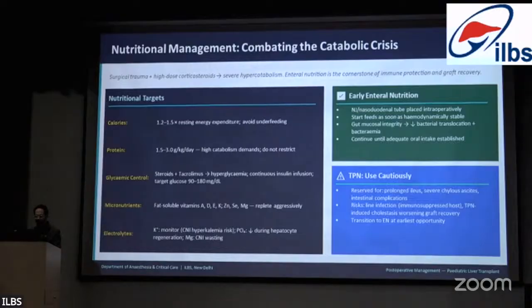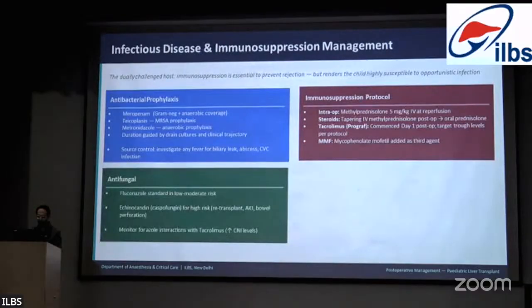Early enteral nutrition should be started with the NG or NJ tube as soon as possible. Maintaining the gut mucosal integrity decreases the bacterial translocation and bacteremia. TPN should be used cautiously when the child is not feeding.